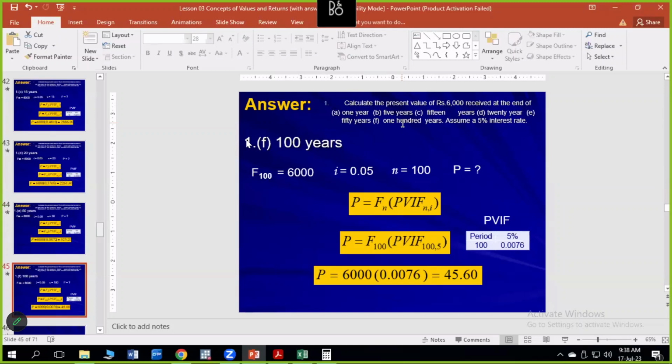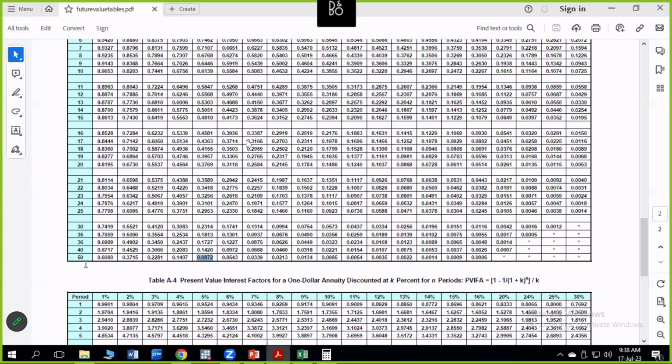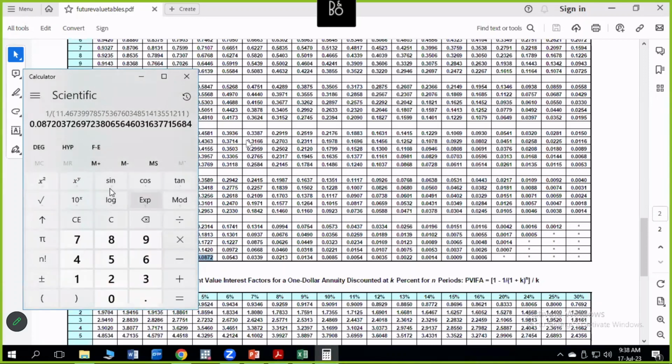After 100 years, if you receive 6,000, what would be the value today? You can go by these procedures and find the present value interest factor at 5%. You check the table, but it is not there. Only 50 years is in this format, but another format could have it. So in this case, what can you do? You can apply this on the calculator.